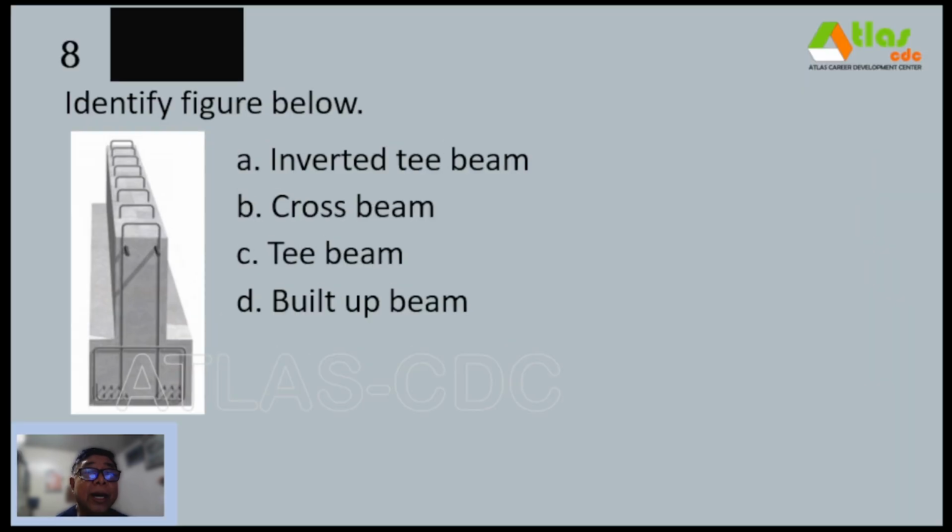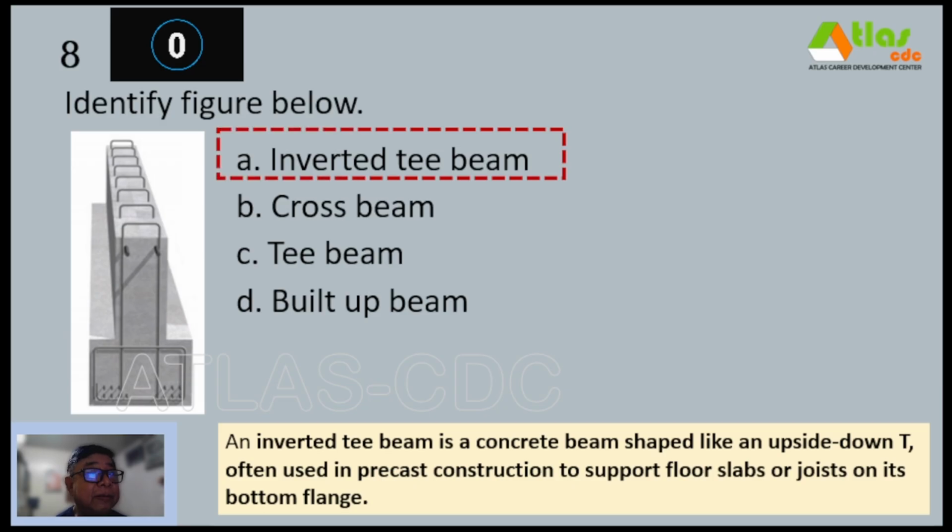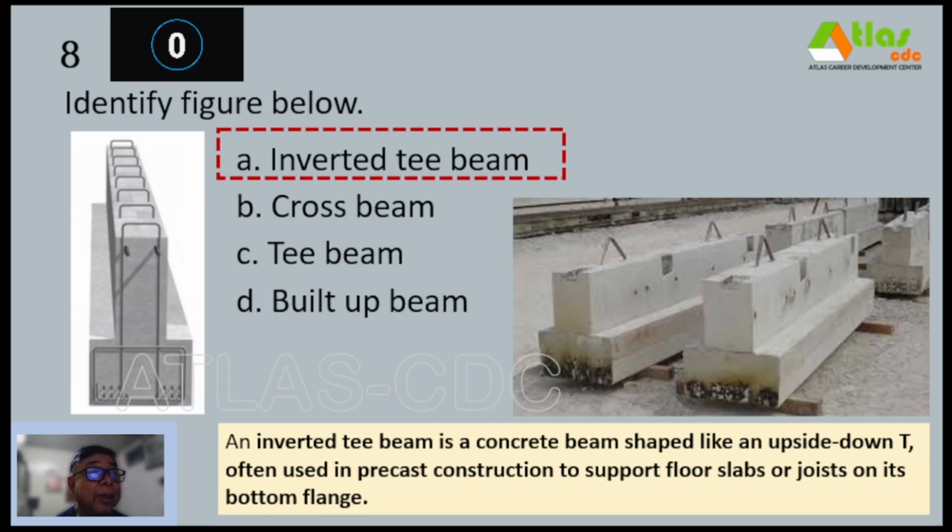Number 8, identify the figure below. A, inverted T-beam; B, cross beam; C, T-beam; and D, built-up beam. And our correct answer is letter A, inverted T-beam. An inverted T-beam is a concrete beam shaped like an upside-down T, often used in precast construction to support floor slabs or joints on its bottom flange. So yan ang itsura ng mga inverted T-beams.